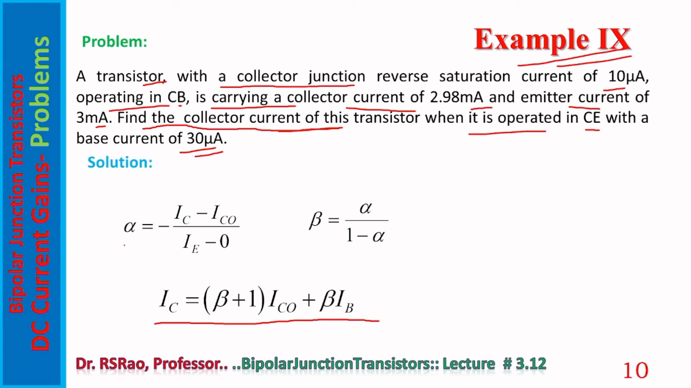First, alpha is determined. Alpha is equal to (IC minus ICO) by (IE minus ICO). IC is available, ICO is available, IE is available. Alpha can be determined. Once alpha is known, substituting in the relation beta equal to alpha by 1 minus alpha, beta can be found. So beta is available, ICO is available, IB is available. So IC can be found within no time.